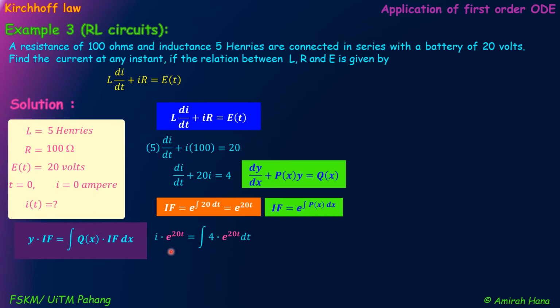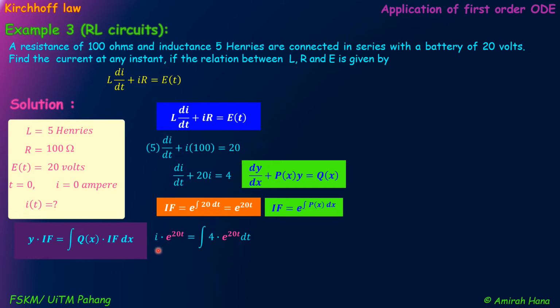Our IF equals e to the power of 20t, equals the integration of Q(x). Our Q(x) equals 4, and then times IF equals e to the power of 20t. And then our dx is now similar to dt, okay? Right, on the right hand side here, we have the integration sign, so we need to integrate, okay?